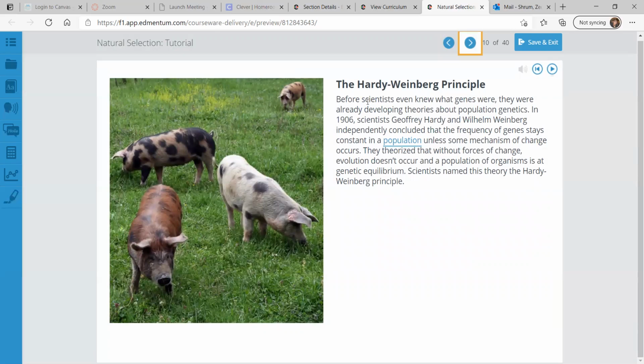The Hardy-Weinberg principle. Before scientists even knew what genes were, they were already developing theories about population genetics. In 1906, we have scientists Godfrey Hardy and Wilhelm Weinberg independently concluded that the frequency of genes stays constant in a population unless some mechanism of change occurs. They theorized that without forces of change, evolution does not occur, and a population of organisms is at genetic equilibrium. Scientists named this theory the Hardy-Weinberg principle.